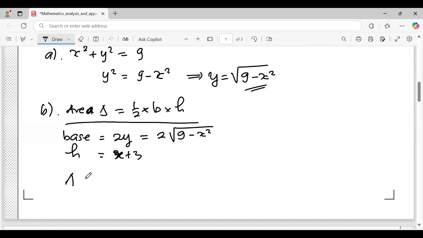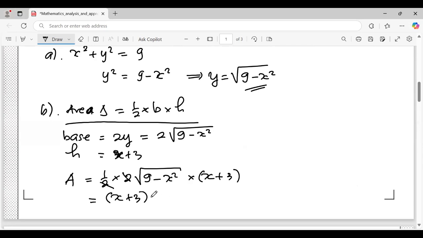So area of triangle equals 1/2 times 2 square root 9 minus x squared times x plus 3, which equals x plus 3 times square root 9 minus x squared. So this is area in x.